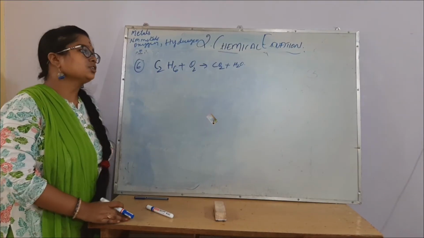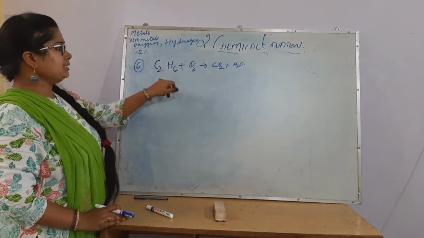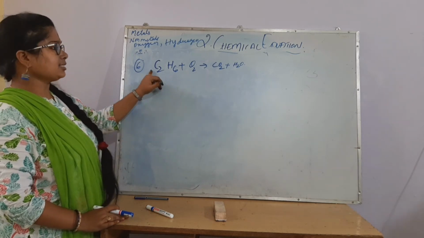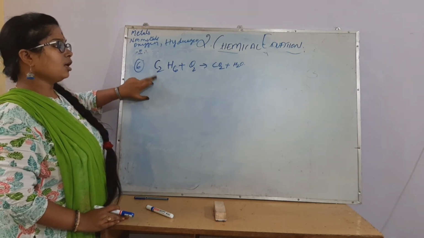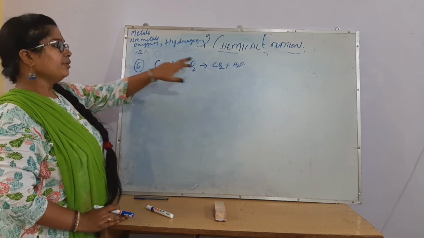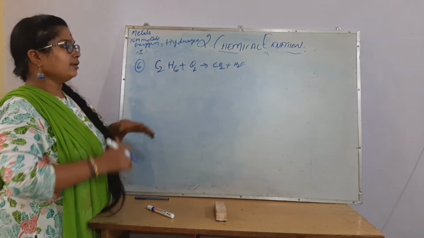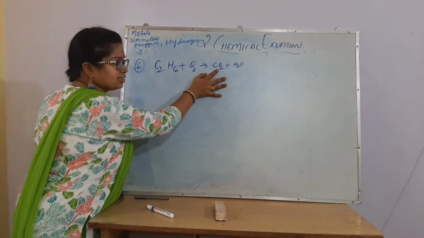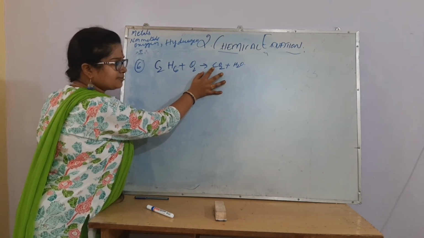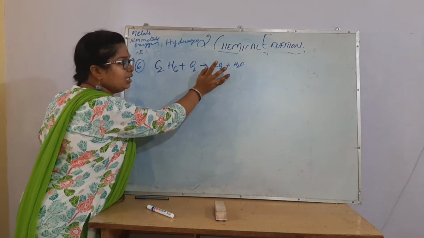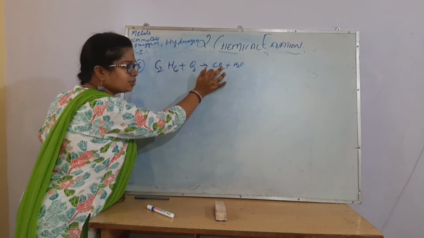So hence balanced. Now metals are not there. Non-metals, yes, carbon there, 2. Here 1. The subscript does not belong to both; it belongs to its individual atom itself. No, it does not belong to this. So 2.